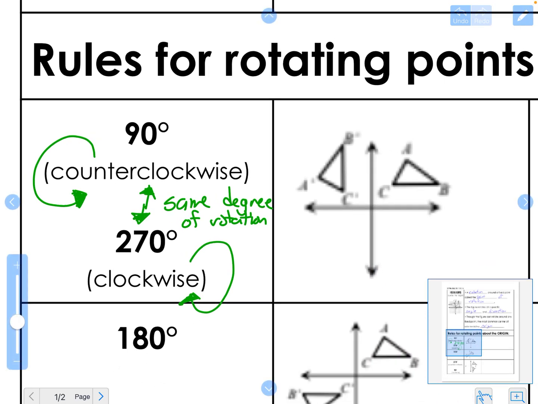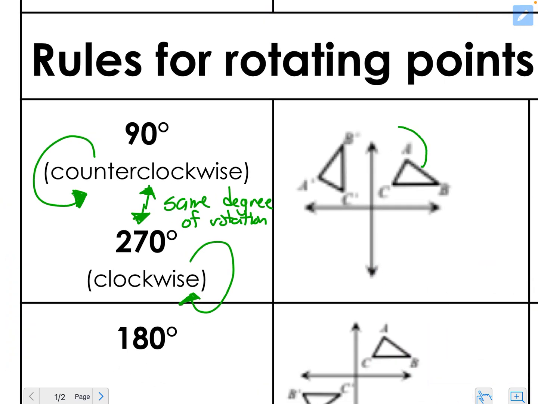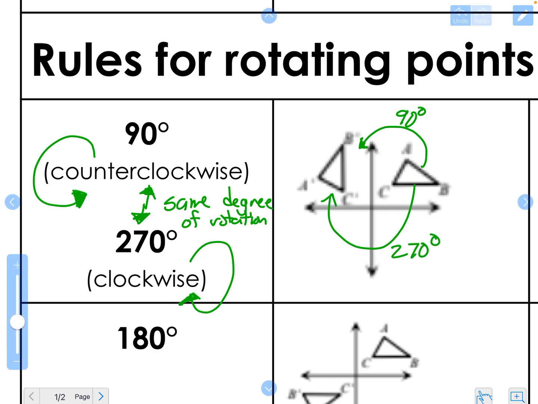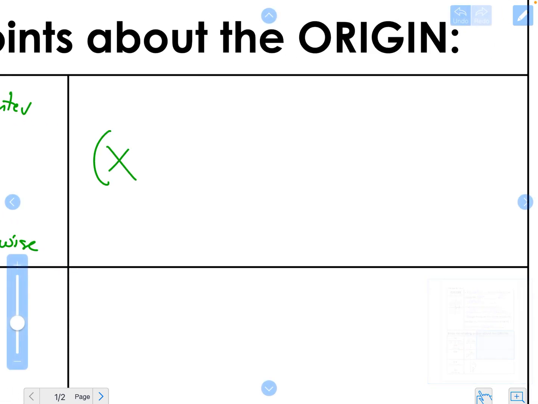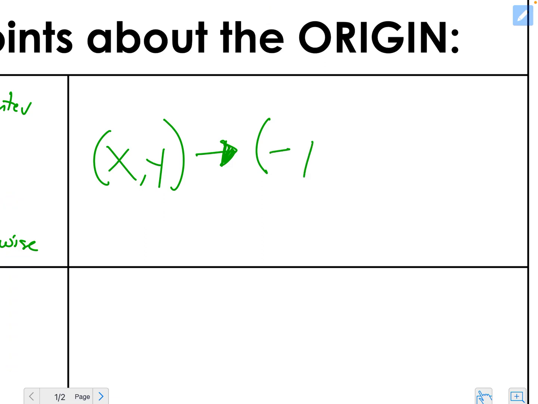So if we go and we look at this picture here, so if we were to go to the left or go backwards in time, we would be rotating 90 degrees. Whereas if we were to go forwards in time, we would be rotating 270 degrees. So that's the 90 counter and the 270 clockwise. So our rule for these 2 rotations is x comma y, because remember that's your pre-image point. The arrow denotes that a transformation happened, and then our rule is negative y comma x.